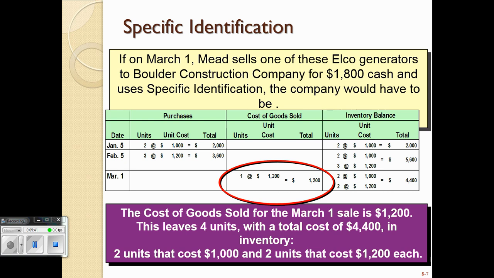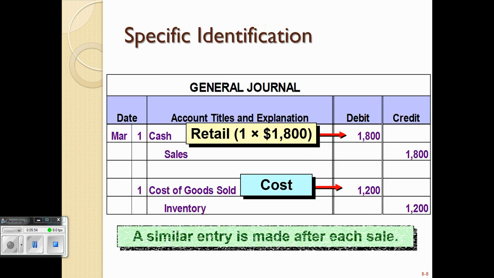Typically, jewelry stores, auto dealers, things like that, which are selling items based on VIN numbers, will have something like that and can use specific identification. Okay, notice what they're going to do, and this is a journal entry back from chapter 6. When they record the sale, they record it at the retail price, and then when they get that particular item out of inventory and into cost of goods sold, they record it at the cost, and that cost now is the specific one for that particular model number, VIN number, what have you, that was on our balance sheet.